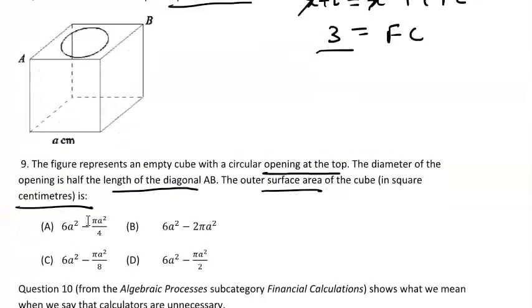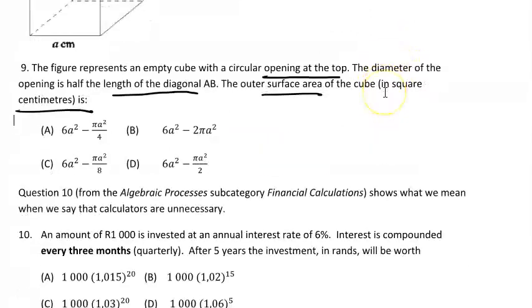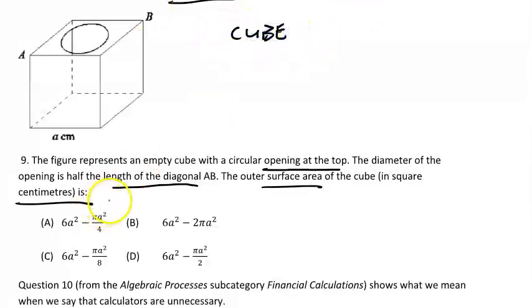Okay, so let's look at this. So a cube, what do you know about a cube? Okay, so for a cube, we know that, what do they want us to find here? They say the outer surface area of the cube. So the surface area of a cube will be 6s squared. Okay, so all these sides here in a cube are equal to each other.